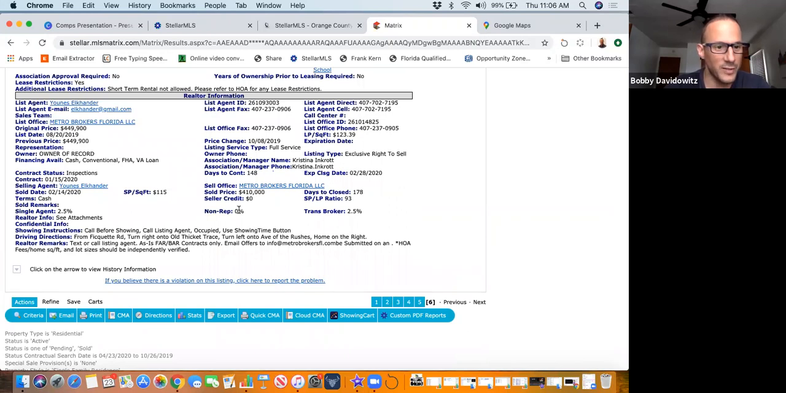Part of the reason might be, well, not the main reason, but they're offering a little bit less commission. We like to offer 3%. They're offering 2.5%. But check this out. Terms, cash deal. So here's the clue. This was bought in cash for $410. Usually you can get a better price if you offer cash.